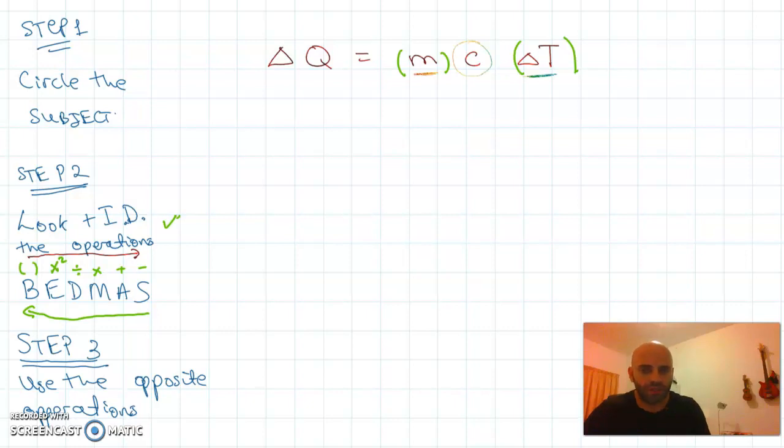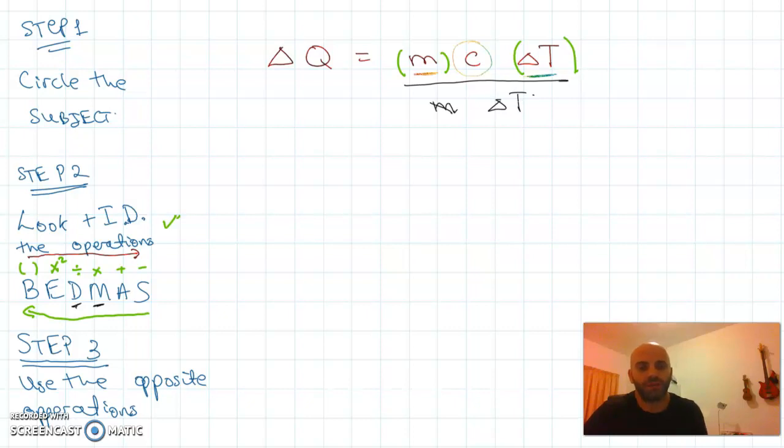Now for us, it's not going to be too hard, so you're not going to have too many different operations to deal with. In this problem, we've only got multiplication. So then you're on step 3 and you use the opposite operator. If multiplication is the operator, then division is the opposite of it. So I'm going to divide on this side by an M and a delta T.